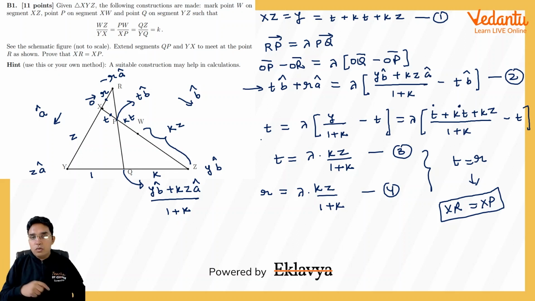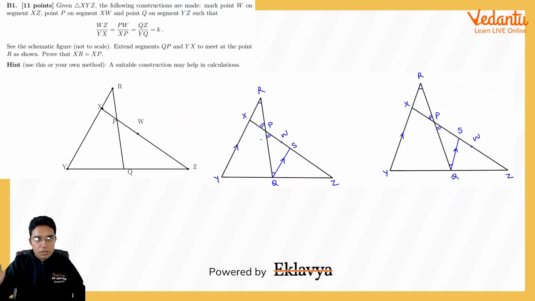Now coming to the second method of this question, that is using geometry. So what I have done, first of all, I will use the same convention as I did in the previous method. I will take xy as z. I will take this xp length as t, okay, and then pw will become k into t. This wz length would be k into z. So all these things are same.